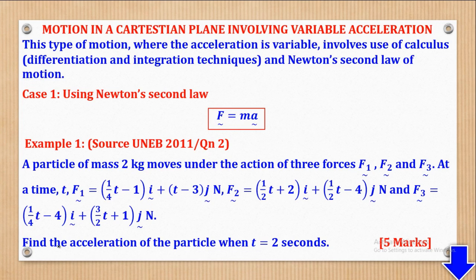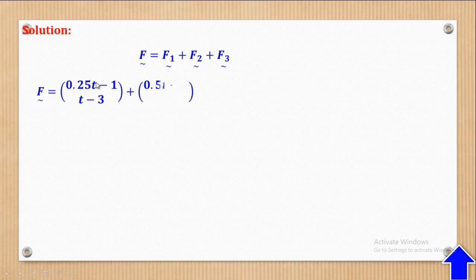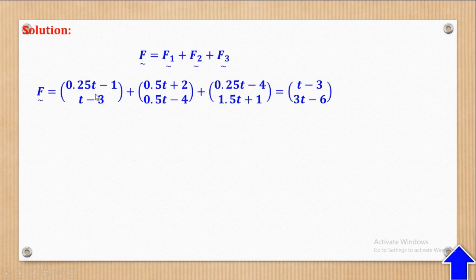Now they say find the acceleration of the particle when t is equal to 2. So you shall say that the resultant force is equal to the sum of all the forces. So you sum up all the forces, F1, F2 and F3, to come up with t minus 3 i and 3t minus 6 j.